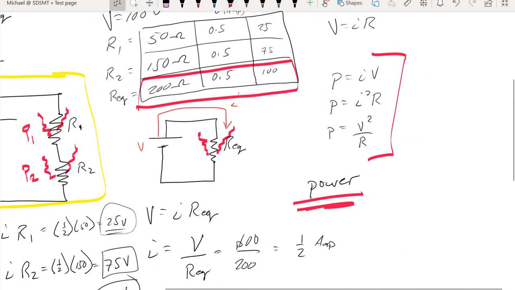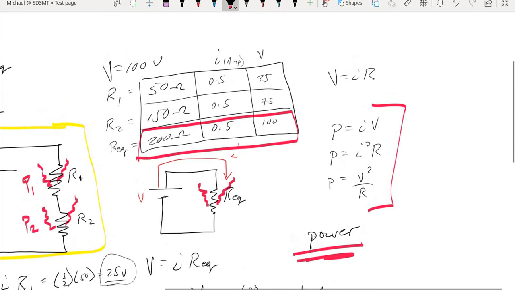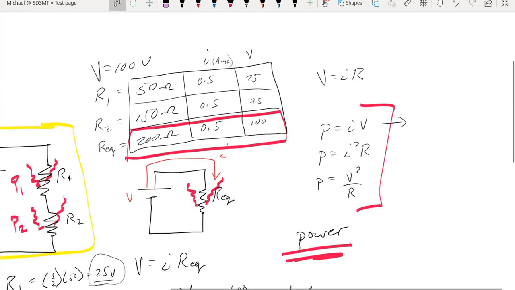And so we can take any one of these equations here to solve for the energy dissipation of the circuit. And I'm just going to go with the first one here. The current going through the equivalent resistor is 1/2 an amp. The potential associated with the equivalent resistor is 100 volts. So 1/2 of 100 is 50.